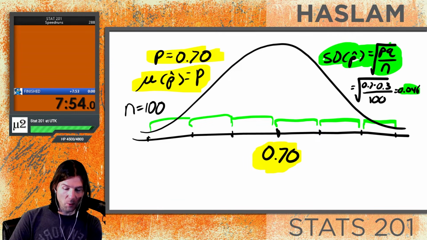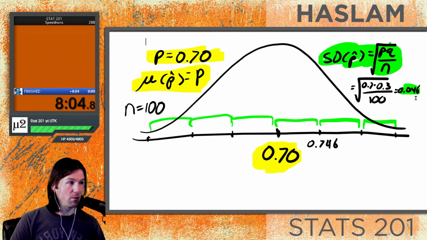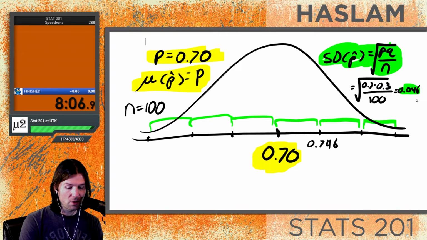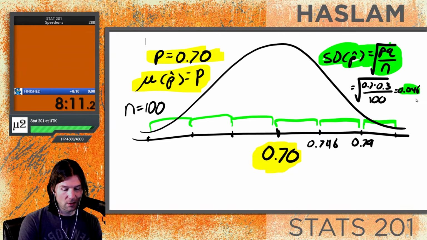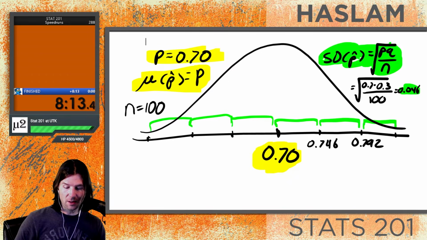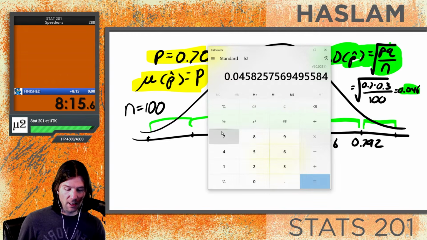Because we won't see 70% in every single sample. What we could see within one standard deviation is going to be 74.6%. We're just adding the number right there. We're adding that 0.046. Or we could expect 2 standard deviations up, not that unusual, 0.792. So if you're wondering how I'm getting these numbers right here, I'm just taking the rounded version.